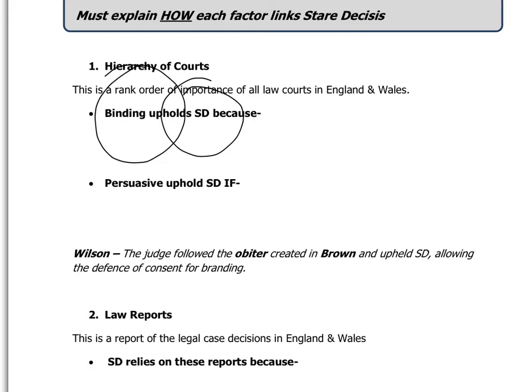Again, we've got another case example down there, which again we've already used. So if you remember, in the case of Brown, the obiter was followed by the case of Wilson. So in Brown's obiter, they said that branding they thought was acceptable and that you could consent to branding, and this was later followed in the case of Wilson. So remember, Wilson turns Brown's obiter into a ratio, into a binding precedent, therefore following the concept of stare decisis.